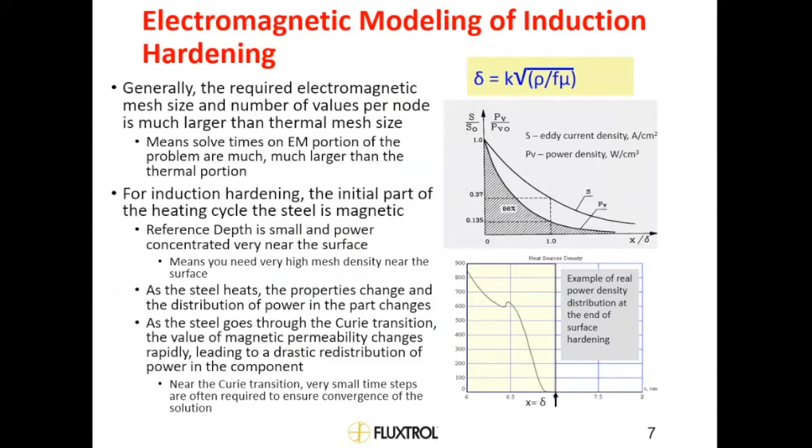And when we model induction hardening, the number of nodes that we need and the values per node that we need depend on whether that part is magnetic or not. And so we need a very fine mesh when the part is magnetic. And that means that the solve times tend to be longer than the thermal portion. It also means that convergence on the results can be a little bit trickier, especially around the Curie point. So a lot of times we need very fine time steps there because the properties are changing quite rapidly.